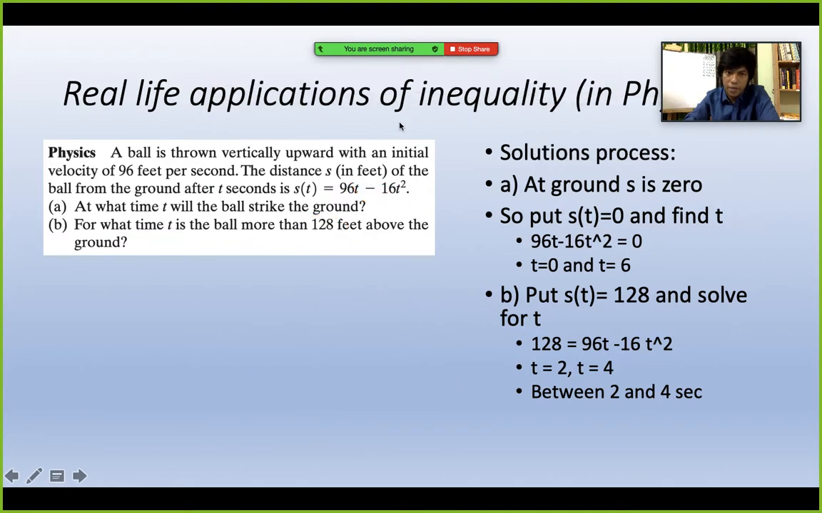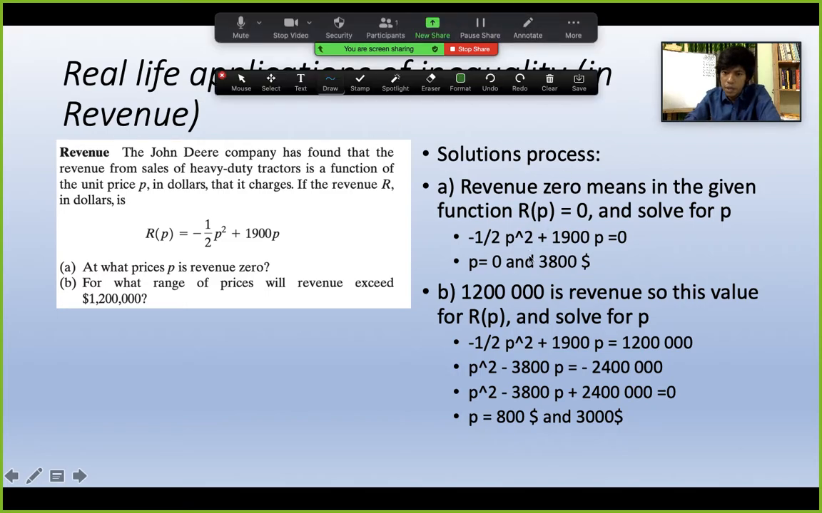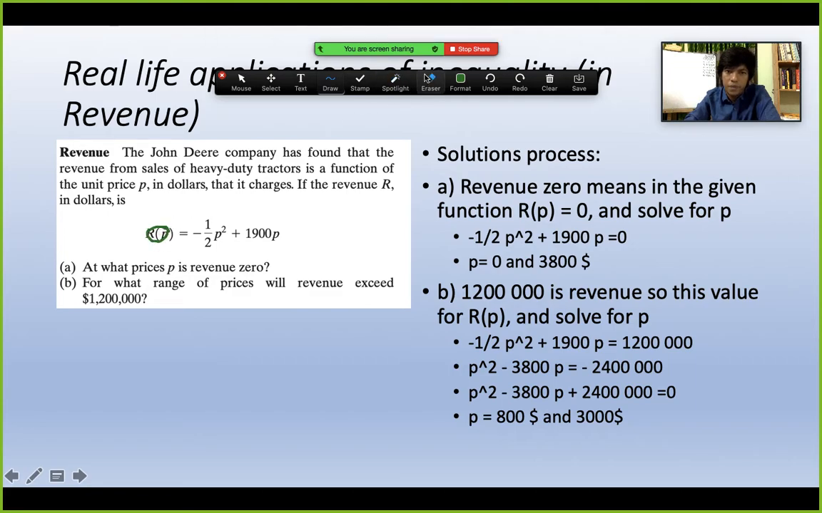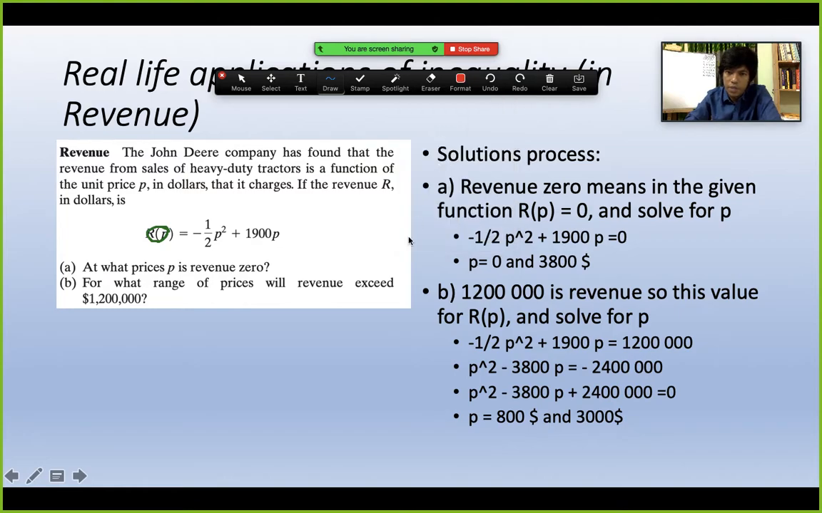Let's look at another problem related to this application, which is revenue. This kind of math we have solved a lot of times. Here, the revenue function is given by r of p equals minus half p squared plus 1900p. First question is, at what prices p is the revenue zero? Revenue 0 means this part is 0, so we have to consider that this equals 0. How do we solve it?